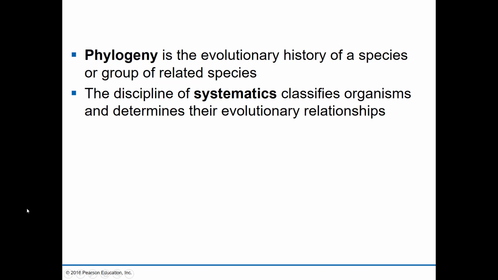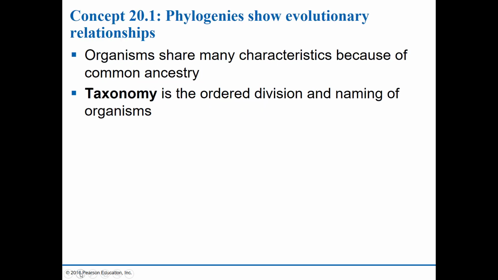So the term phylogeny is just the evolutionary history of a species or a group of related species. So it tells us where they came from, what the common ancestor was that maybe they evolved from, and what they're related to, among some other things. This term, systematics, the science of systematics, is what classifies organisms and determines their evolutionary relationships. And so we use phylogeny to help us understand systematics and vice versa. So I would definitely know those two terms.